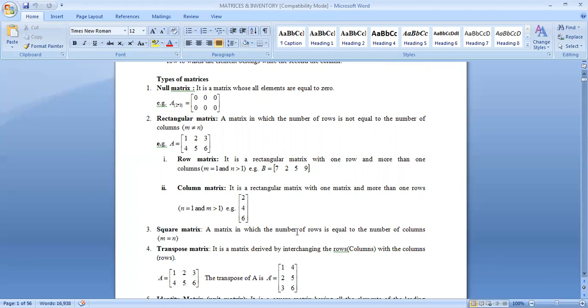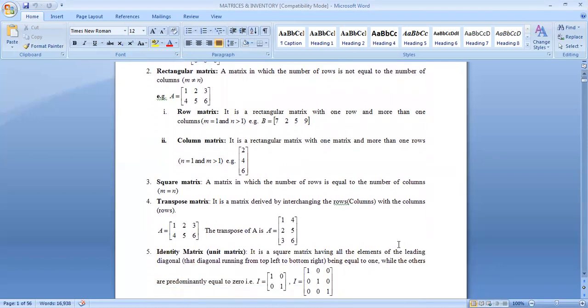We can have a 3 by 3 matrix, a 4 by 4 matrix, a 5 by 5 matrix. All those are known as square matrices, as long as the number of rows, which is m, is equal to the number of columns, which is n. Then we have the transpose matrix. A transpose matrix is a matrix that is formed after interchanging the rows into columns.